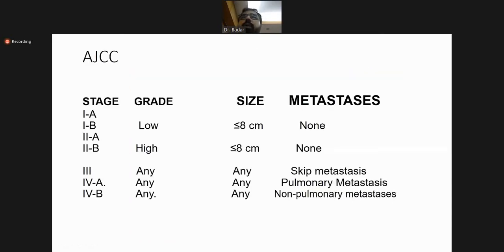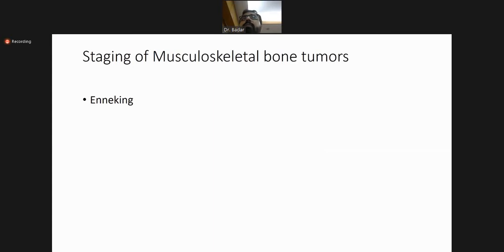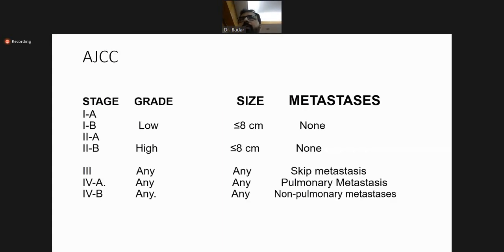And 4A is pulmonary metastasis and 4B is non-pulmonary metastasis. The Enneking classification doesn't mention these types, such as skip metastasis and pulmonary or non-pulmonary metastasis. They only mention type 3: any metastasis is type 3. So again, I must repeat this to understand. Type 1 is low grade, 1A intra-compartmental and 1B extra-compartmental. Type 2A is high grade intra-compartmental, 2B is high grade extra-compartmental, and type 3 is metastasis.